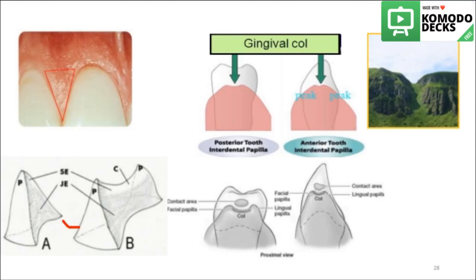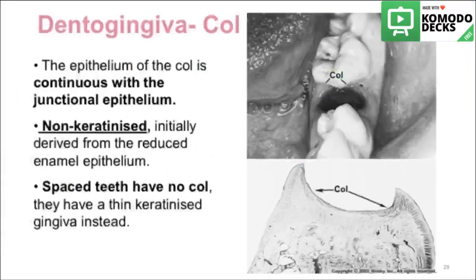And in our case, between two papillae, the proximal and the lingual papillae. The epithelium of the col is continuous with the junctional epithelium. It is also non-keratinized, derived from reduced enamel epithelium. And spaced teeth have no col. There will be no depression between the papillae.